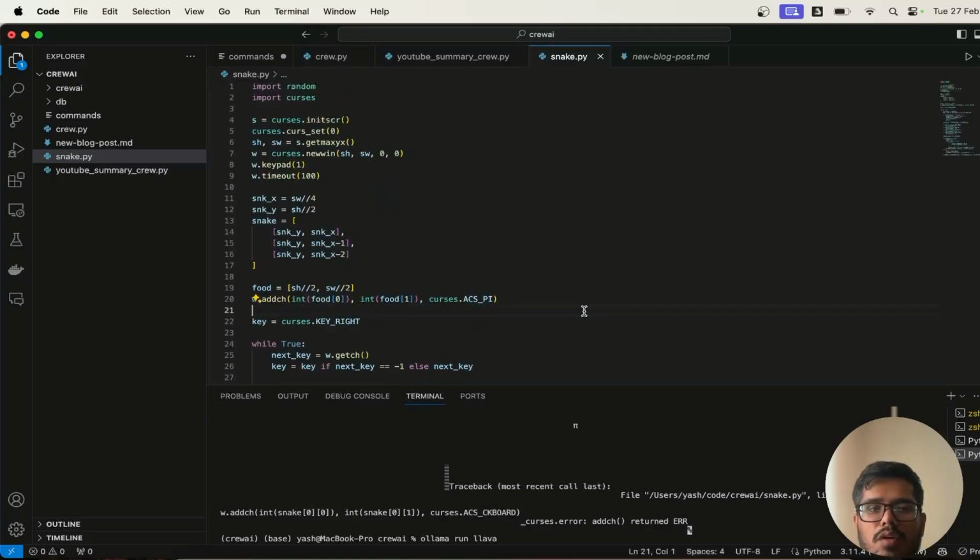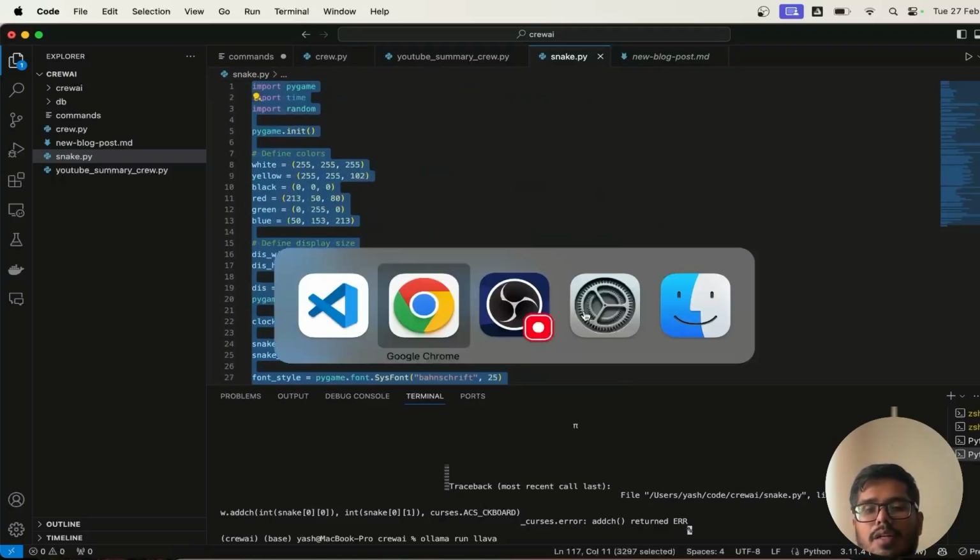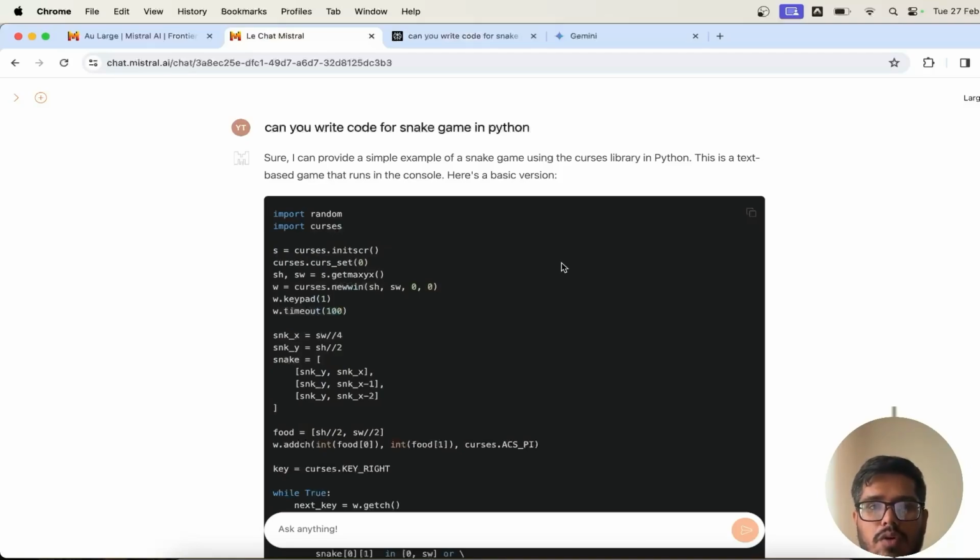So again, overall, it did give me the code, but not in a way that I was looking for, right? If you want to just run something, pygame is the most recommended library for it. You clearly saw it won't work in terminal.